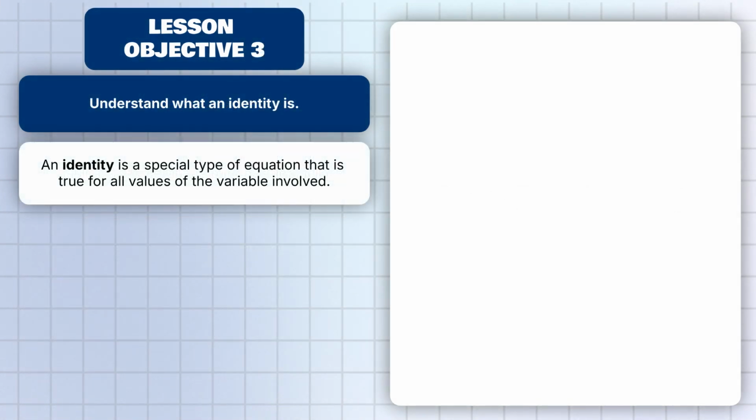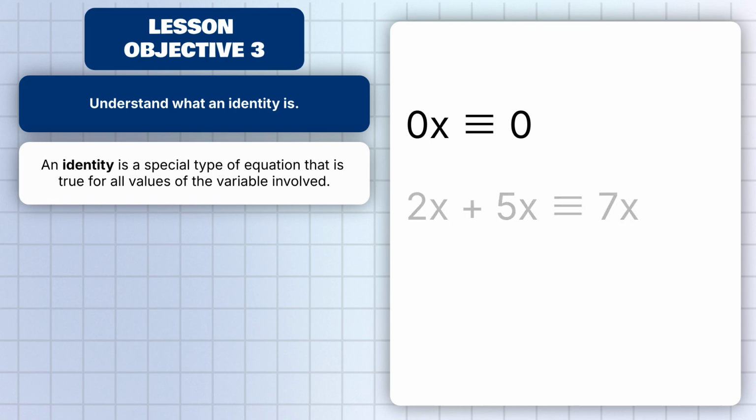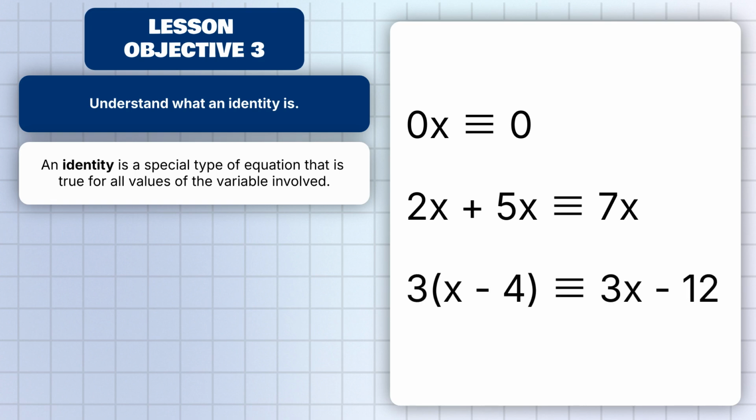An identity is a special type of equation that is true for all values of the variable involved. 0x is identically equal to 0. 2x plus 5x is identically equal to 7x. 3x minus 4 is identically equal to 3x minus 12. These are all examples of identities since they are true for all values of x. Unlike regular equations which are true for specific values of the variables, identities hold universally.